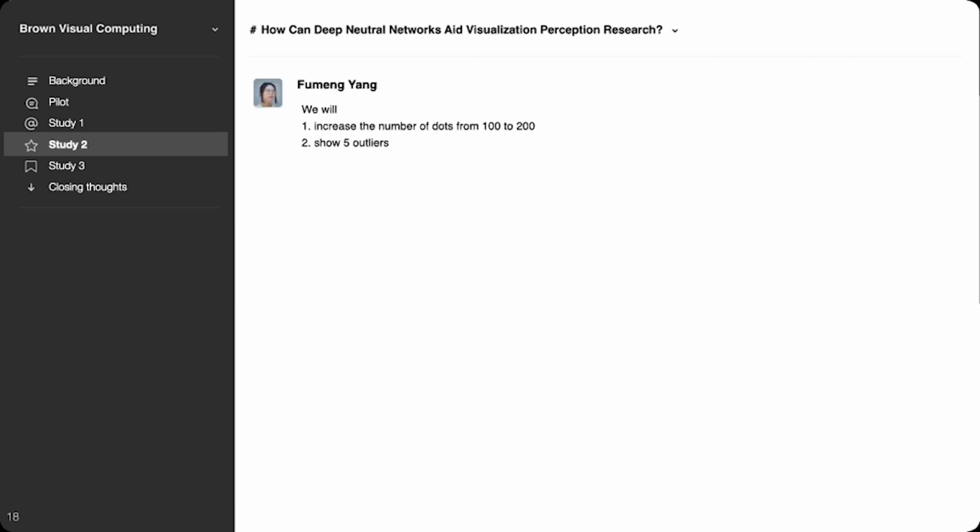First, we increased the number of dots from 100 to 200, and second, we show 5 because this is the most obvious question that a reviewer might ask. And second, we present outliers in each scatter plot because he had some preliminary work on this topic.